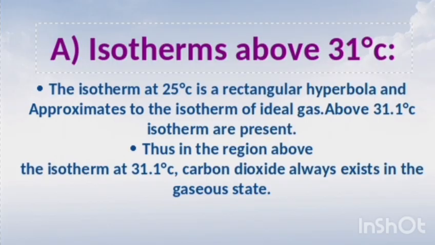Isotherms above 31 degrees Celsius. The isotherm at 25 degrees Celsius is a rectangular hyperbola and approximates to the isotherm of an ideal gas. The isotherms above 31.1 degrees Celsius are of this type. Thus, in the region above the isotherm at 31.1 degrees Celsius, carbon dioxide always exists in the gaseous state.